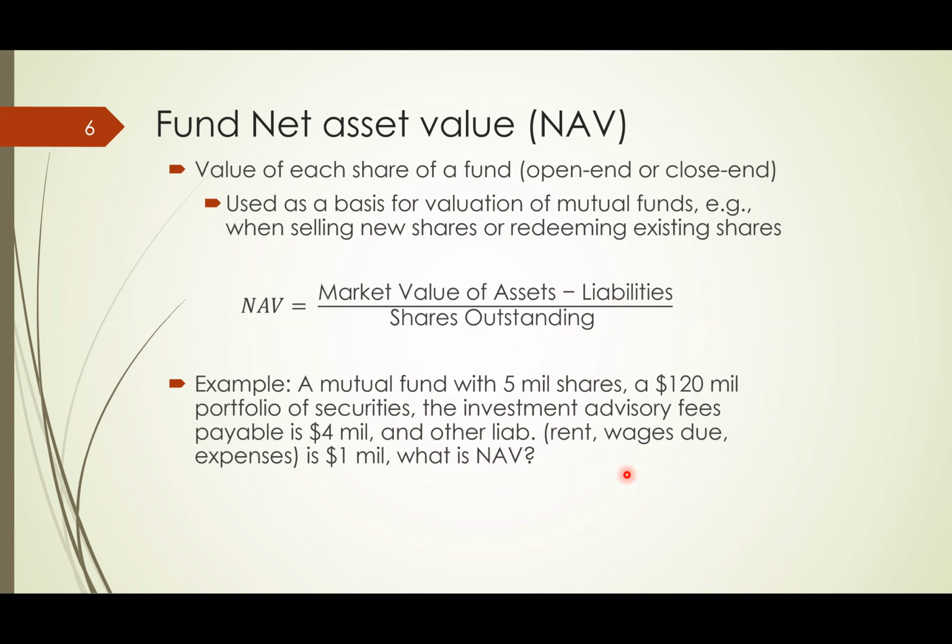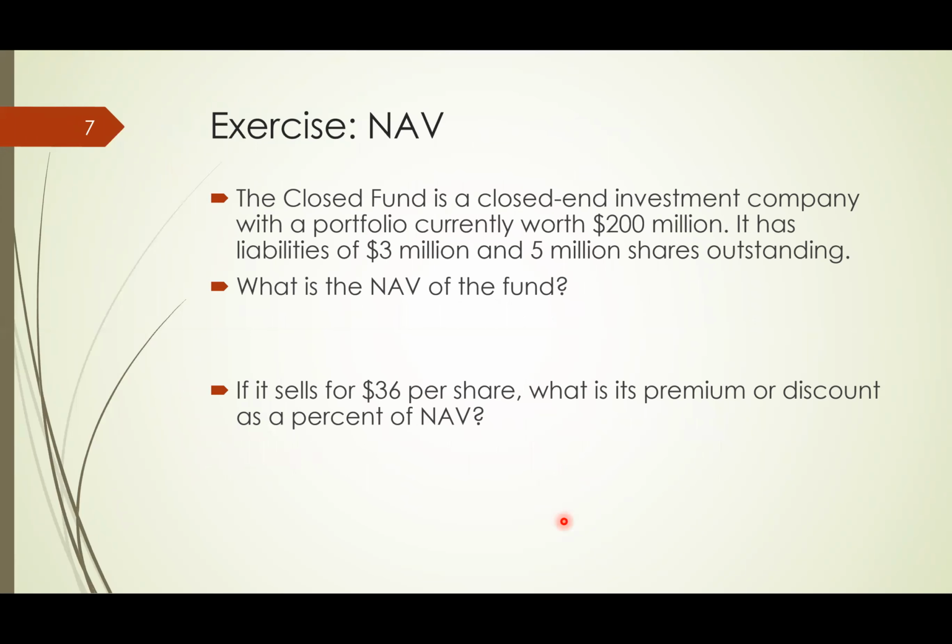For instance, consider a mutual fund with 5 million shares, $120 million worth of securities, and liabilities including an advisory fee of $4 million and other liabilities of $1 million. What is the net asset value? To calculate net asset value, we take the total assets of 120 minus the total liabilities of 4 plus 1, that's 5. So we have $111 million divided by 5 million shares, and the calculation gives us $23 per share net asset value, NAV. Okay, so I gave you an exercise in the classroom.